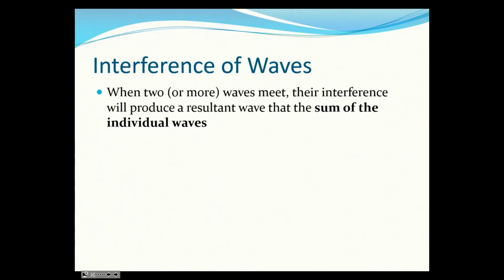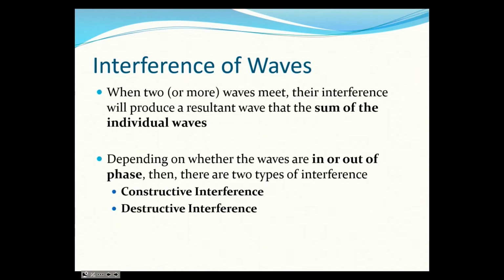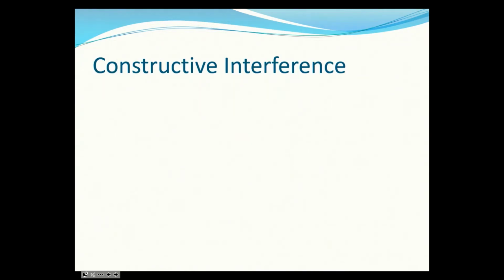So when two or more waves meet, their interference will produce a resultant wave that is the sum of the individual waves. And when we talk about the sum of the waves, we're talking about their amplitude, how high or low a wave goes. So depending on if the waves are in phase or out of phase, there are two types of interference that we can see. We can see constructive interference, and we can see destructive interference. So we'll talk about constructive first.